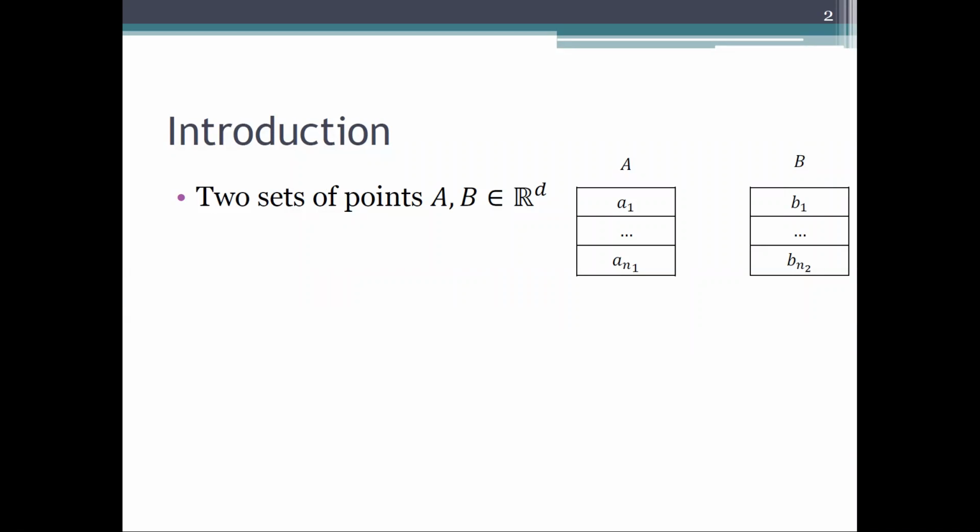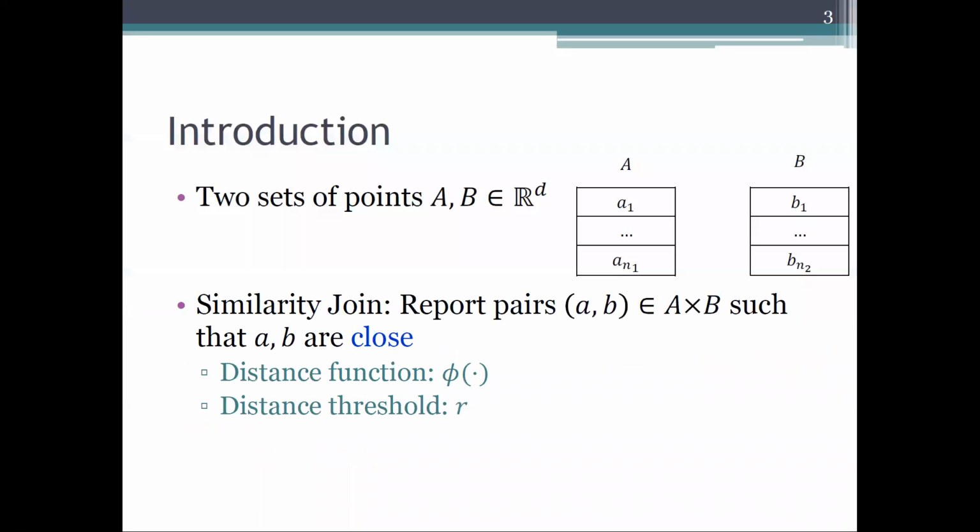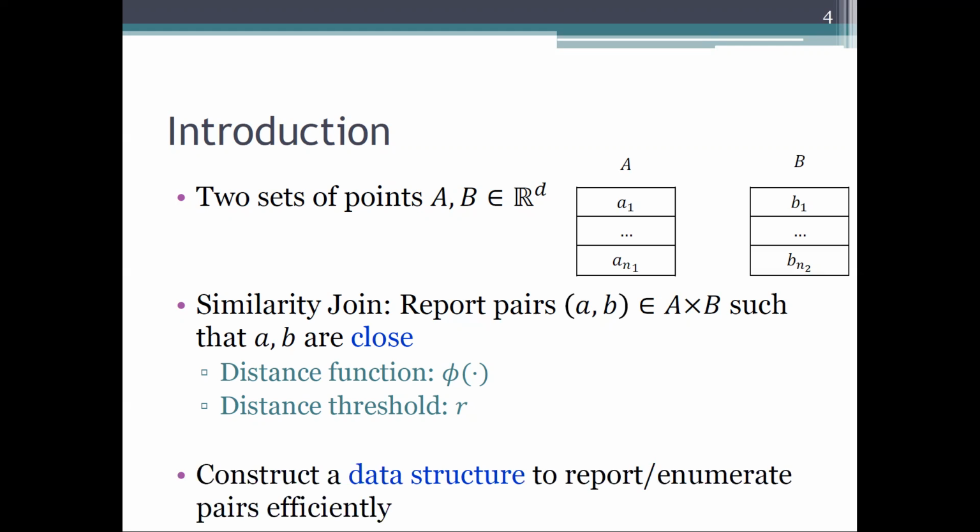Assume that we have two sets of points A and B in D dimensions. In this project, we study the similarity join problem, where we aim to report all close pairs A, B. Given a distance function phi and a distance threshold r, two points A, B are close if their distance with respect to function phi is at most r. The goal of our project is to construct a data structure so that we can report the close pairs efficiently.